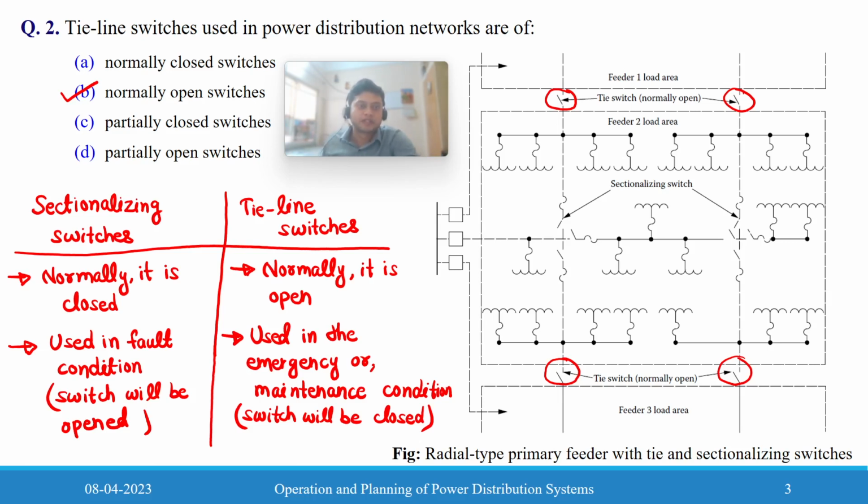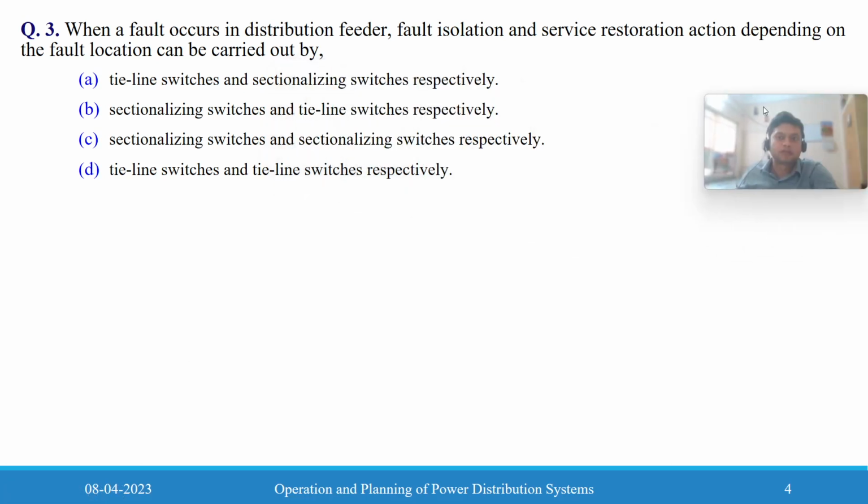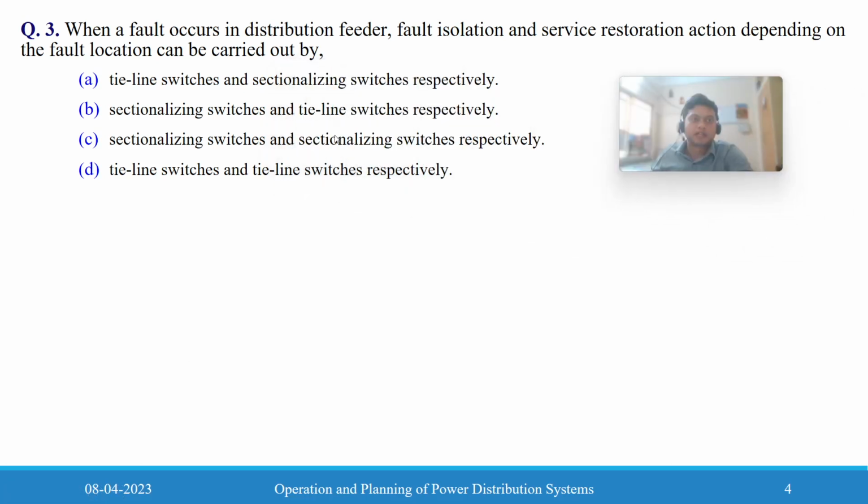Based on these tie line and sectionalizing switches, we will see the next problem. When a fault occurs in a distribution feeder, fault isolation and service restoration, depending on the fault location, can be carried out by. Just try yourself.